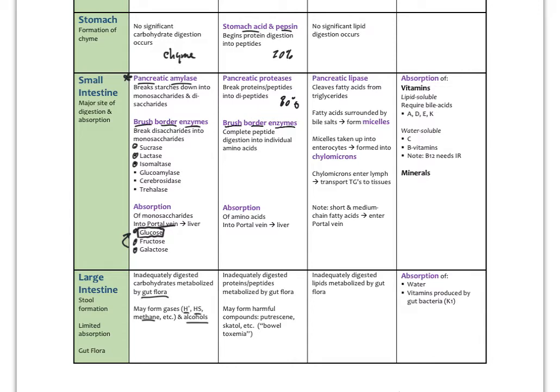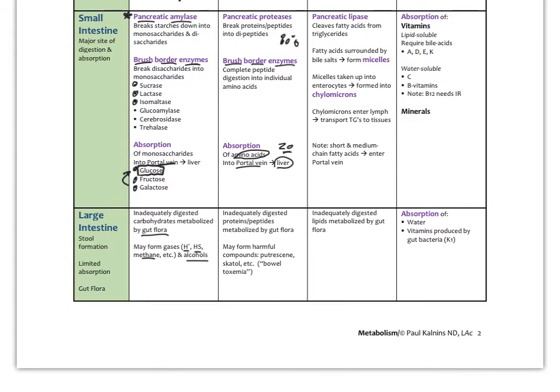The individual amino acids then are absorbed across the enterocyte into the portal vein and to the liver. So we have, remember, 20 protein-forming amino acids that are all absorbed this way. Any inadequately digested peptides will be metabolized lower in the gut with gut flora. The compounds that that forms tend to be a lot more smelly and potentially toxic than the compounds from carbohydrates, and that would include things like putrescine and skatole.